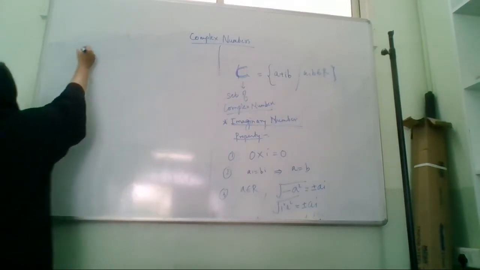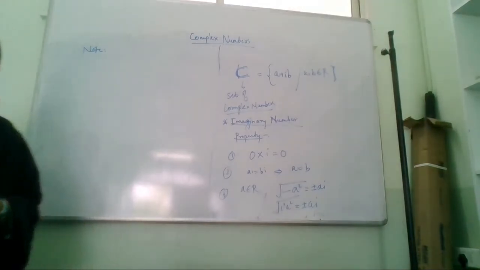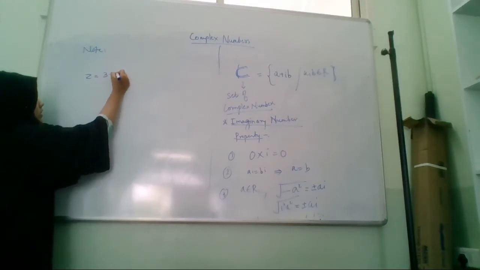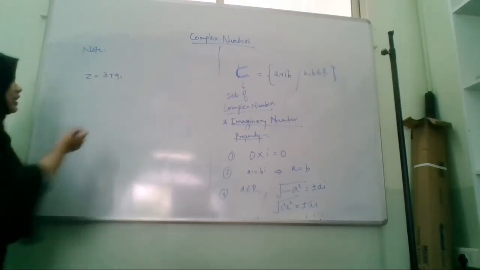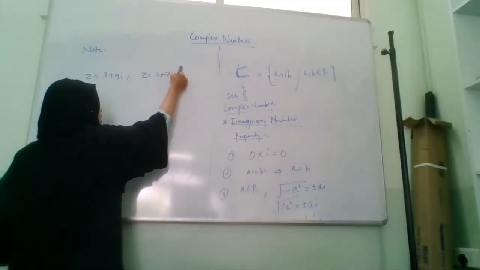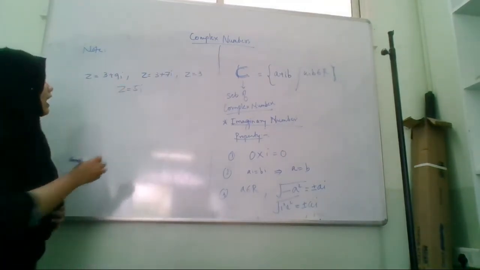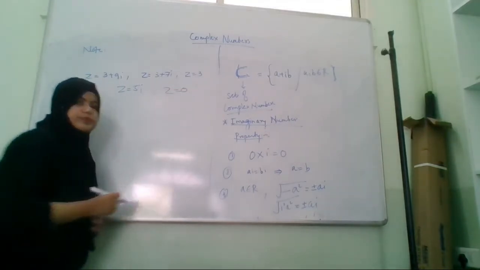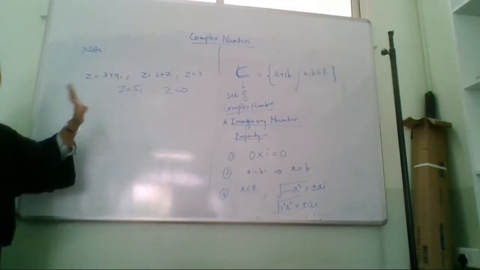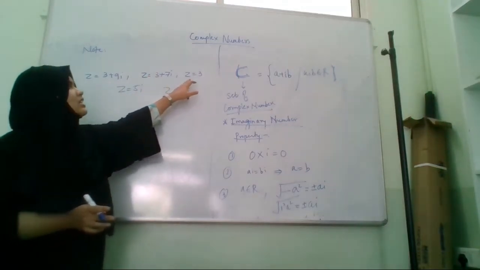Now another note. I am giving you some examples. Suppose z is equal to 3 plus 9i. Another example is z is equal to 3 plus 7i. Then z is equal to 3. Then next is z is equal to 5i. And the next is z is equal to 0. Here, this is the pure form of the complex number. 3 plus 9i is also the pure form of the complex number.